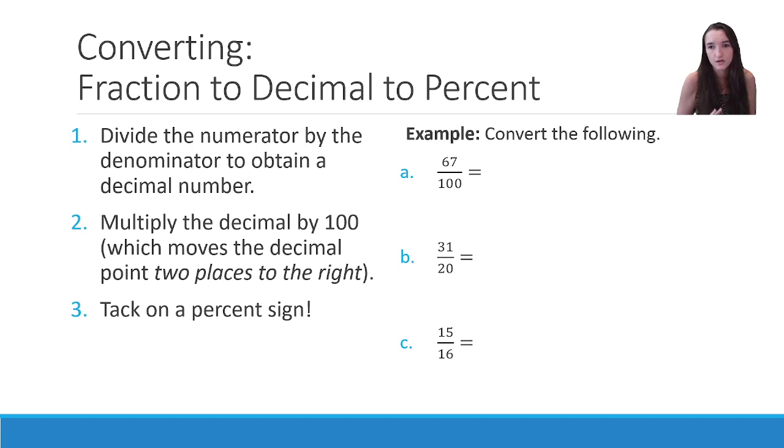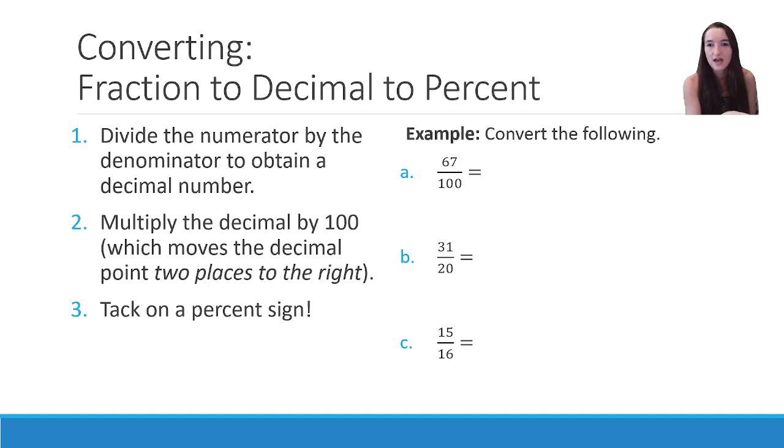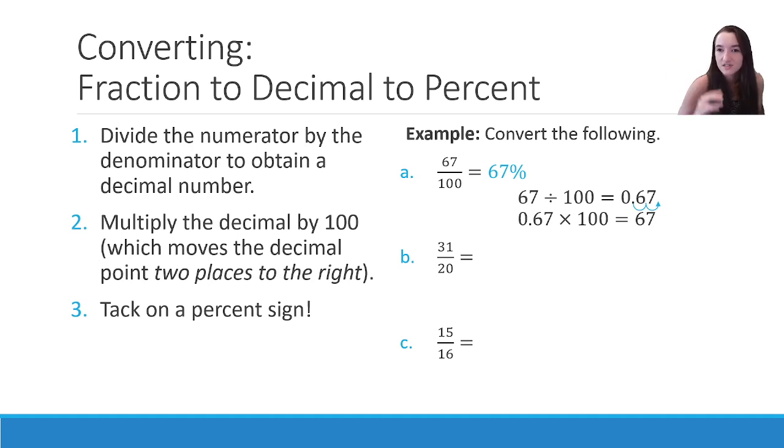So 67 over 100, using the rule I said here, is going to be 67%, but let's demonstrate that using this process. So 67 divided by 100, throwing that in our calculator, is going to be 0.67. Then I multiply by 100 again, so it's really just going to move that right back to the 67. Multiplication by 100 will move that decimal over to the right to give us 67 again. So tacking on that percent sign, 67%.